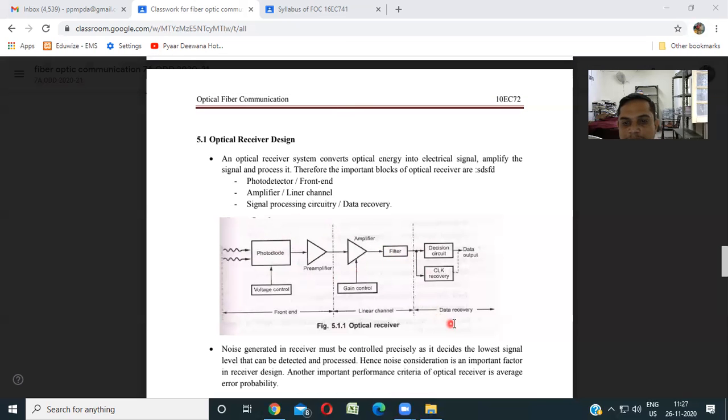Then the third block is called the data recovery block. Here we have the decision circuit and the clock recovery. We have to sync the input with the output. The transmitter time and the receiver time both have to be synced. That is why we have the clock recovery and the decision circuit, and finally we get the data output. So the front end, linear channel and data recovery make up the optical receiver design.